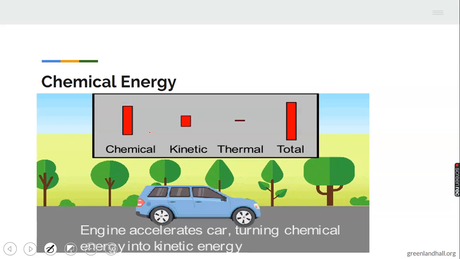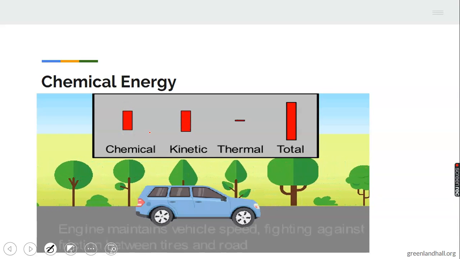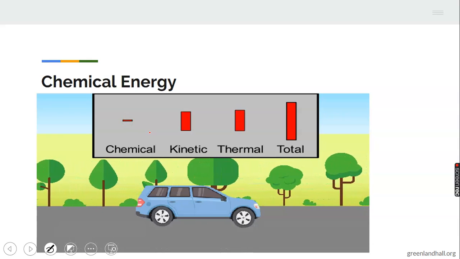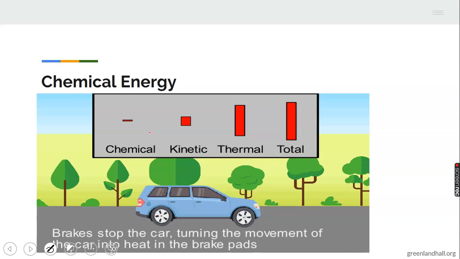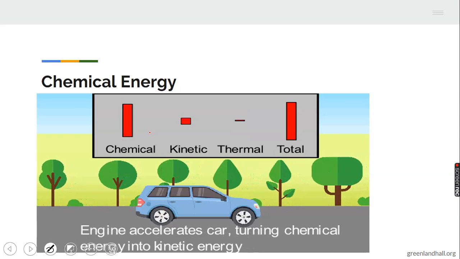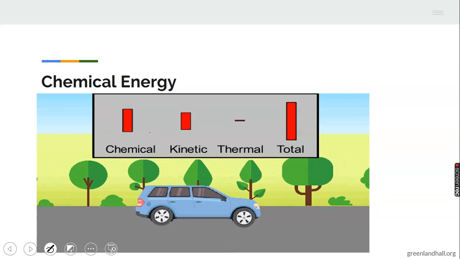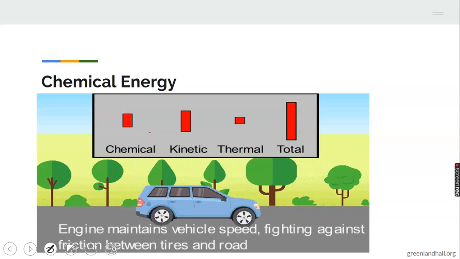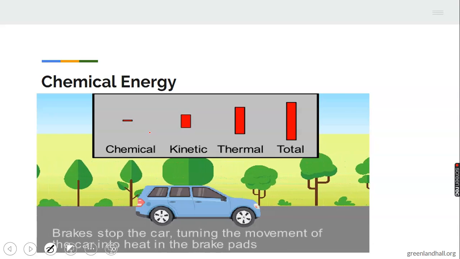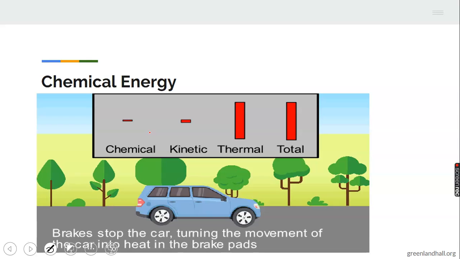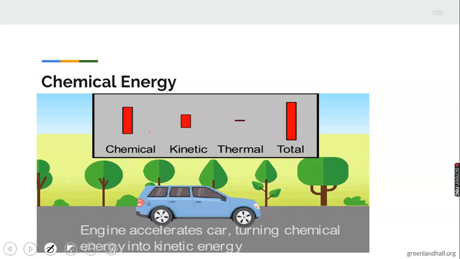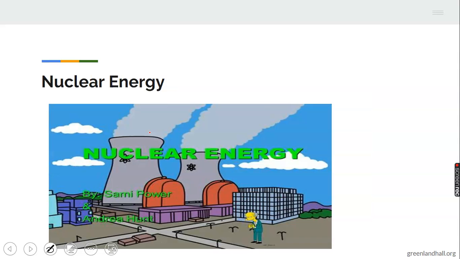Then we have chemical energy. Chemicals are mixed. Now, in this vehicle moving, there's chemical action first, that is the chemicals that make the engine work. Then we have kinetic energy there, that is the vehicle moving. Then we have thermal energy, that's heat. When you apply the brake, there is heat in the brake pad. So we have different forms of energy making a car work there.